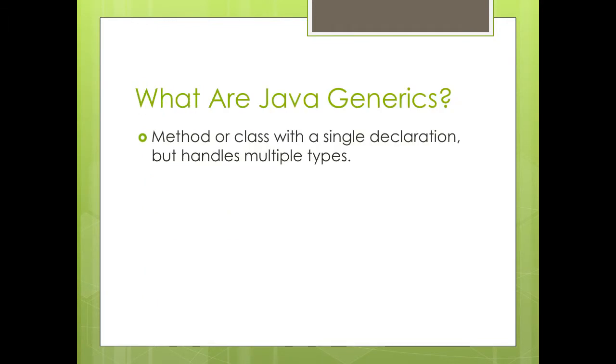So what are generics? Generics enable types to be parameters when defining classes, interfaces, and methods. You know how some classes have multiple constructors, one for each data type? This, among other things, is a better way of doing that.